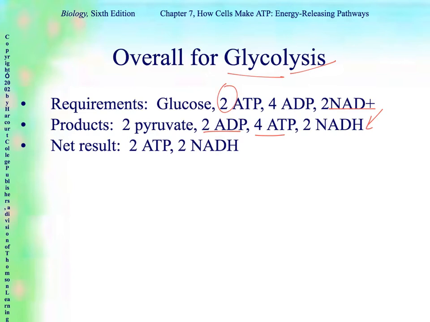Yes, you have to know the numbers, along with the molecule names. The net result, however, because we used 2 ATPs, is a net of 2 ATPs and 2 NADHs. We don't usually list pyruvate as a net result because pyruvate is going to move on to the next stage.